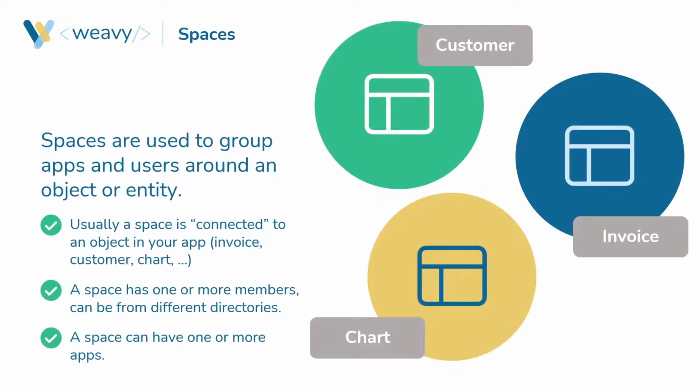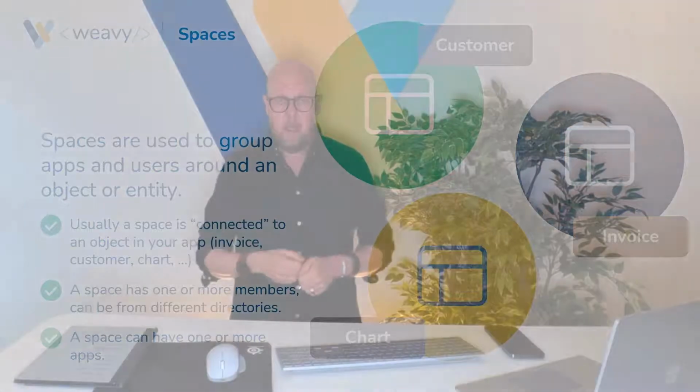Another key component or fundamental is spaces. A space is usually something you attach to a view or an object within your app. So let's say you're an ERP developer and you have an invoice in your app. That's the object. We want to attach our workspace in Weavy to that object, the invoice. And the space can have one or more members.